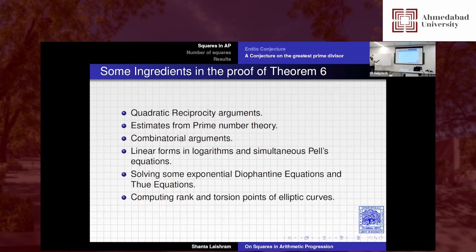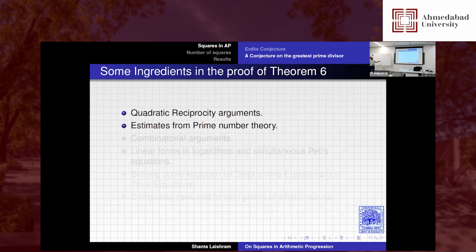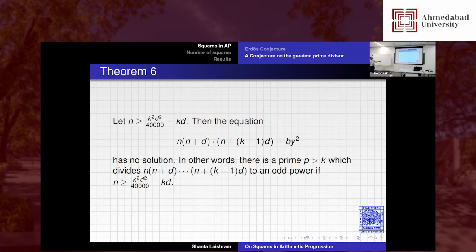So this previous theorem, I'm not able to give a proof here, but this is the main work actually of that work, which I was trying to get.